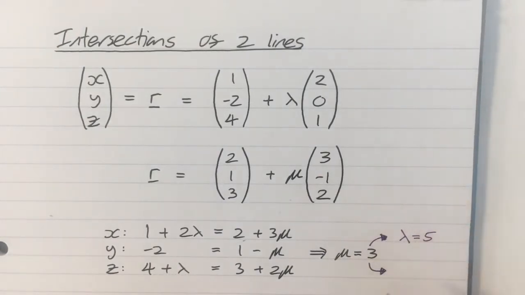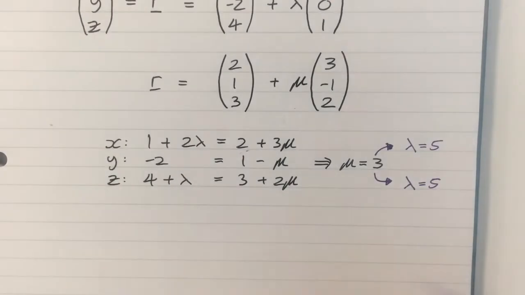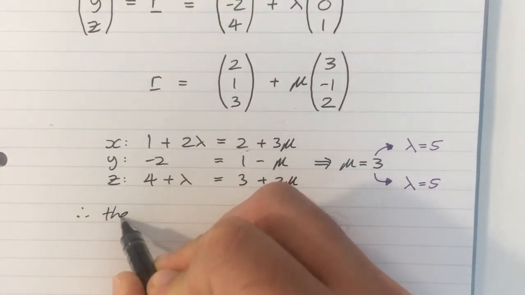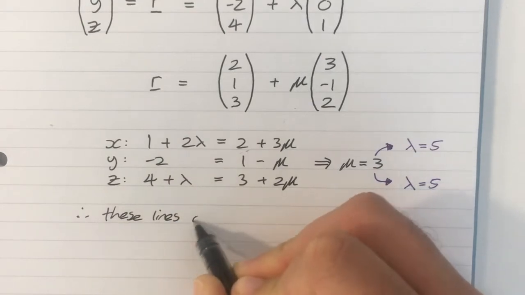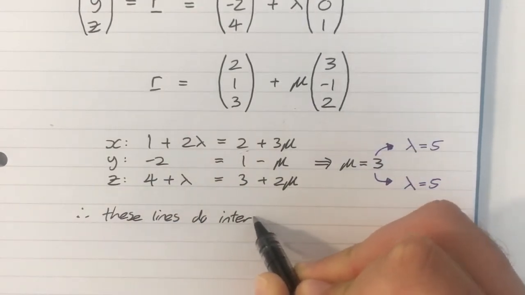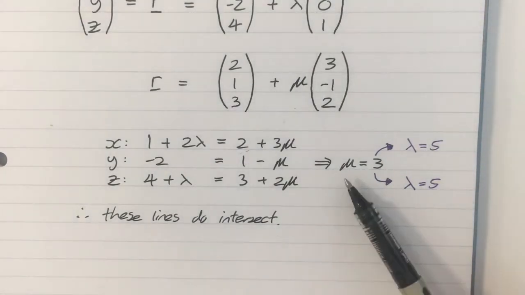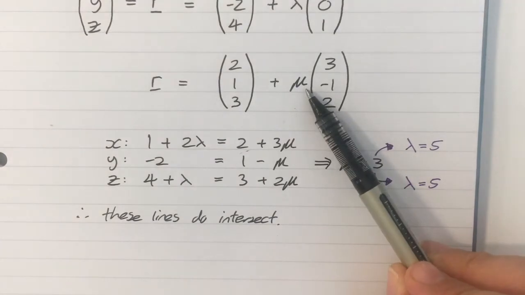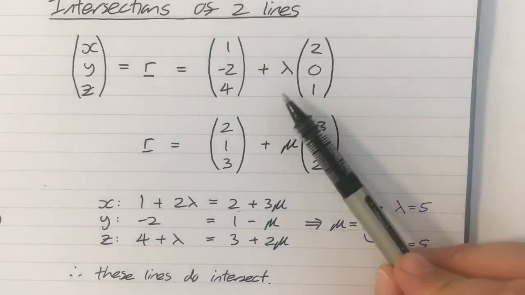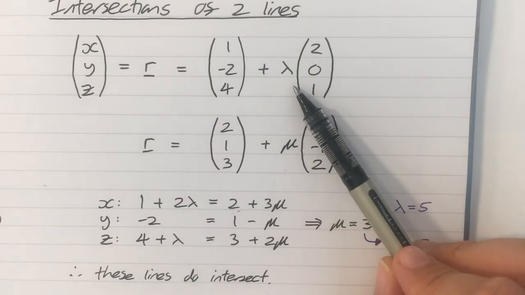And using the bottom equation, we would get 6 plus 3 is 9. Subtract 4, we get lambda is 5 as well. So the same value of lambda satisfies both the top and bottom equation. So therefore, these lines do intersect. And to find where they intersect, we can plug in the value of mu into this bottom one, or we can plug the value of lambda into the top one. We'll get the same coordinate.